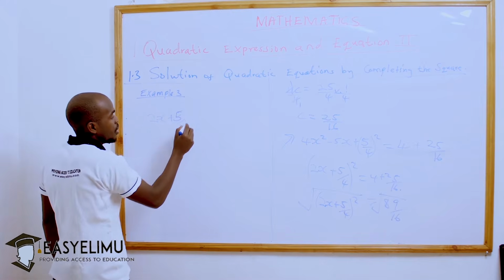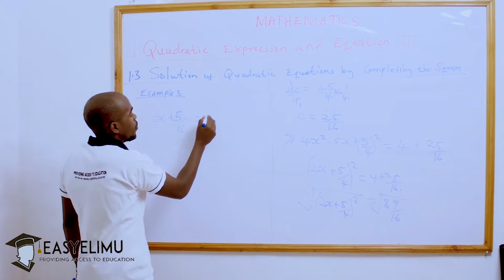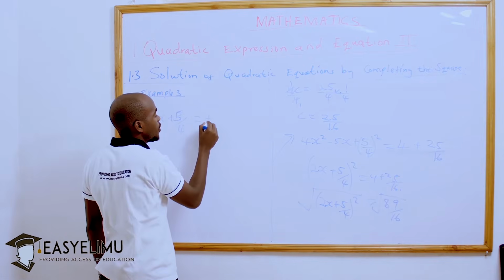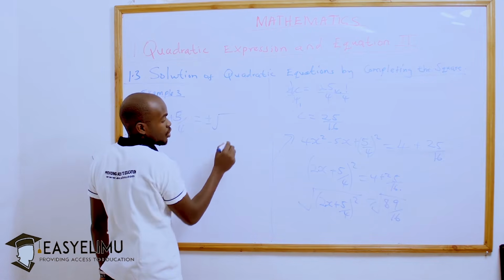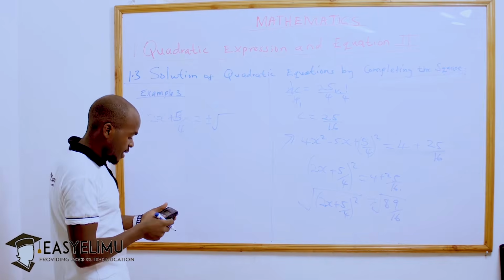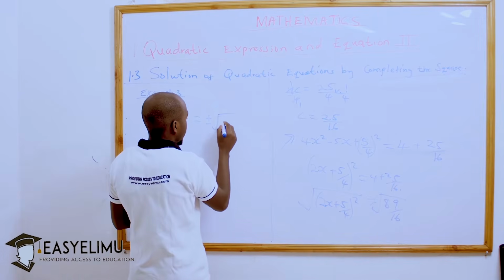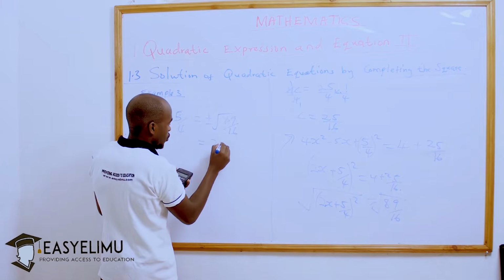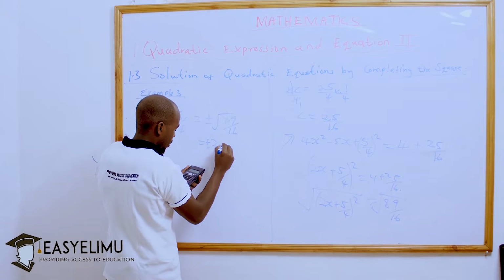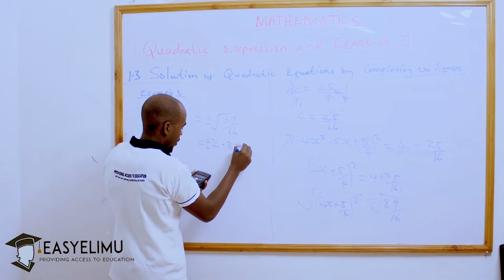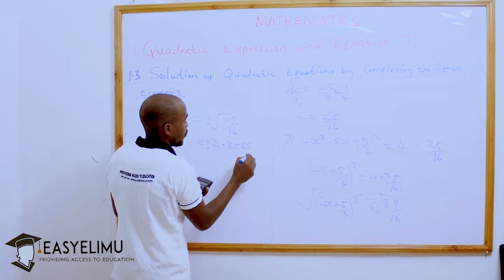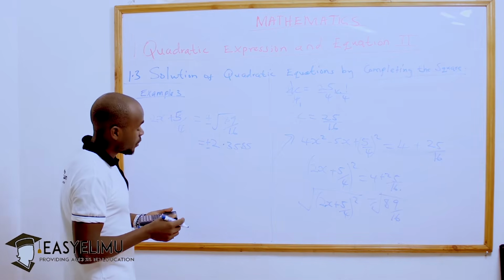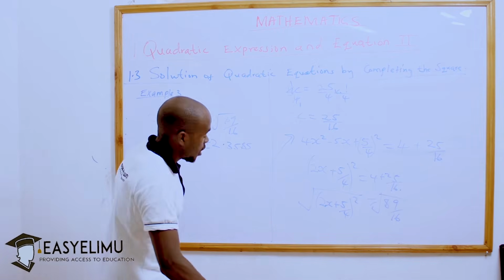5 over 4 is equal to, if we find the square root of 89 over 16, we are going to have positive or minus the square root of 89 over 16. It is 2.89 over 16. So it's going to give us 2 positive or minus 2.3585 to 5 significant figures.